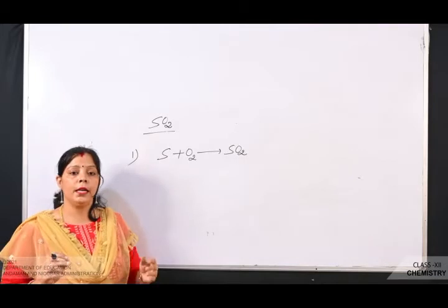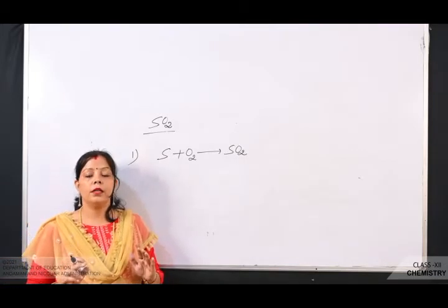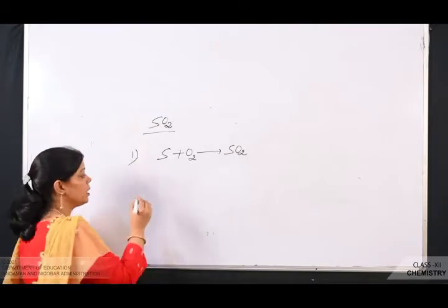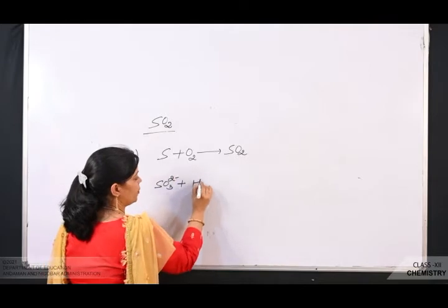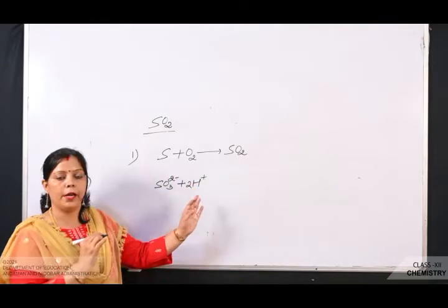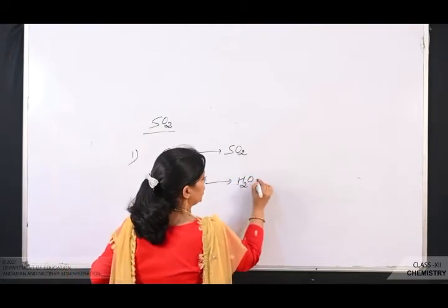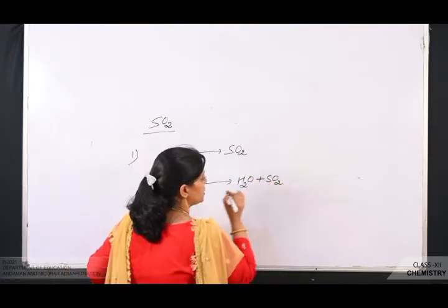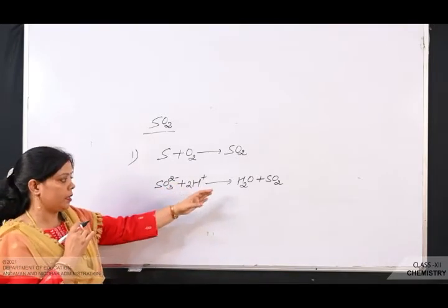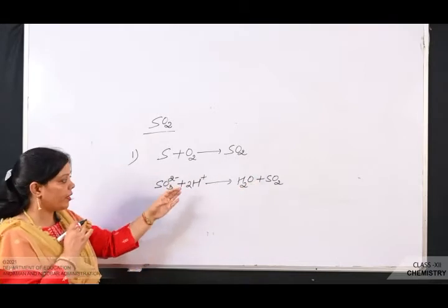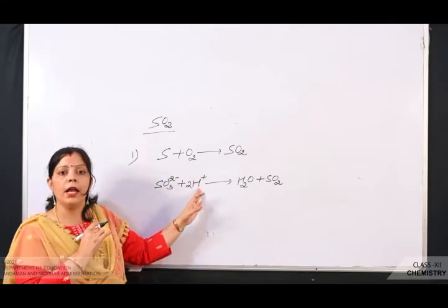In the laboratory, it is prepared as a byproduct by treating a sulfite with dilute sulfuric acid. The SO3 2 minus sulfite, when treated with acid, the acid liberates the H plus ion. Then after the reaction, it gives the water molecule along with the escapable sulfur dioxide gas. So in the laboratory, we can prepare sulfur dioxide by treating any sulfite compound with acid. Acid liberates the H plus ion.